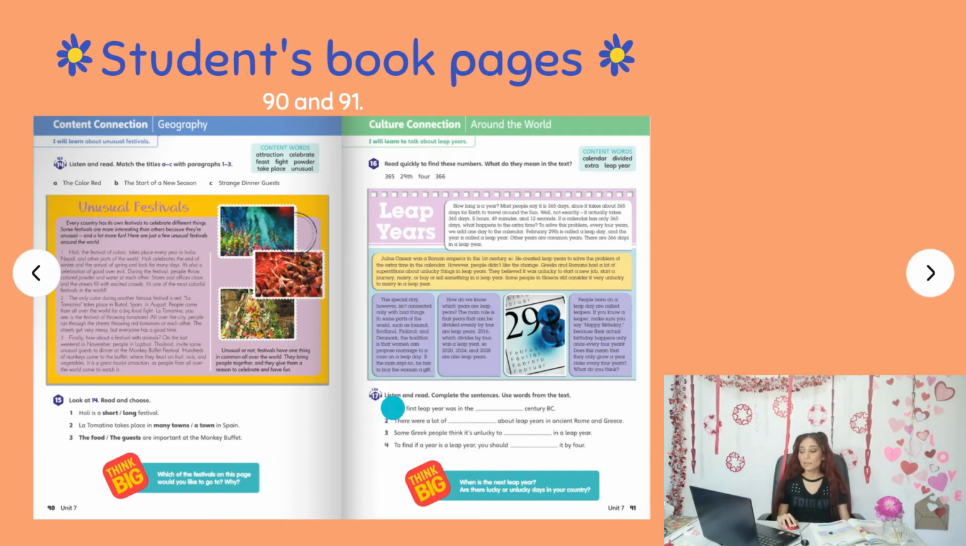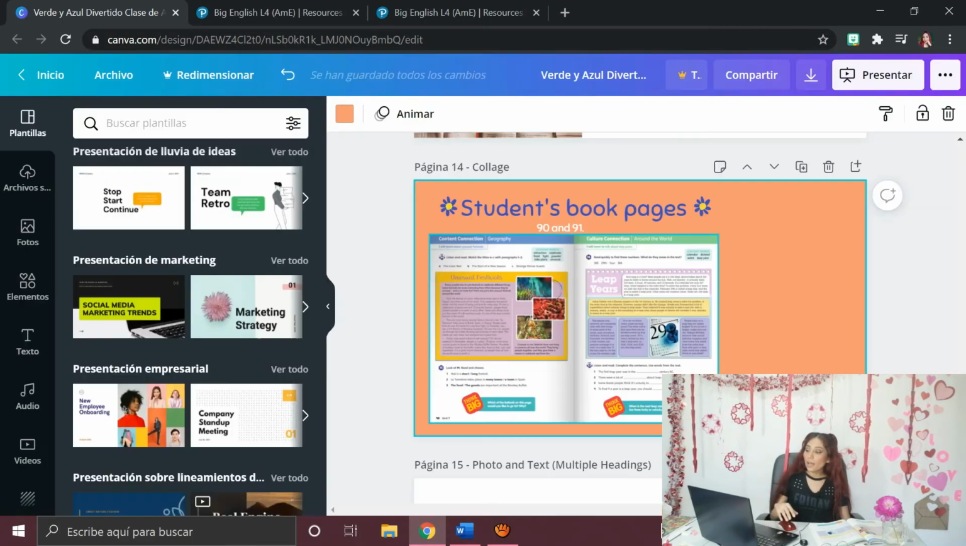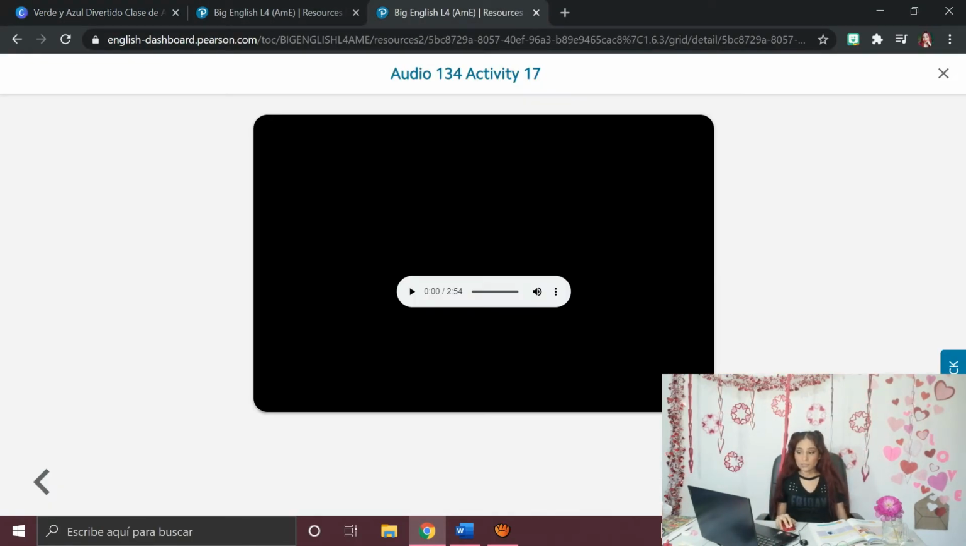So we can do activity 17, listen and read, complete the sentences, use words from the text, okay? So let's listen to this.